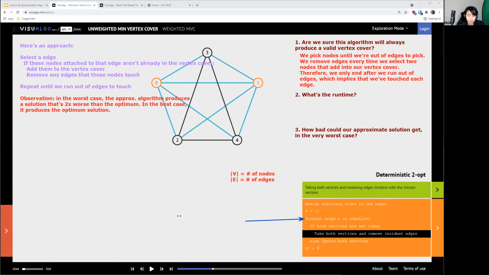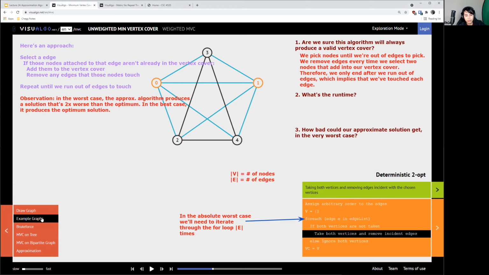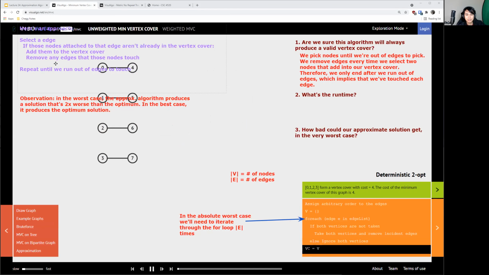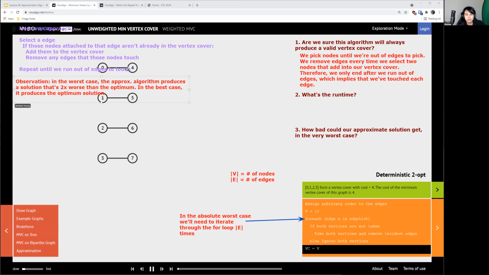Right, a lot of people in chat are typing in E. So in the absolute worst case, we'll need to iterate through the for loop E times, right? So for whatever reason, all of the edges are kind of stuck on their own, and so we need to iterate through this E times. One example of that might look like this. Right, so we have to iterate through every single edge here no matter what, and we're not removing anything here.